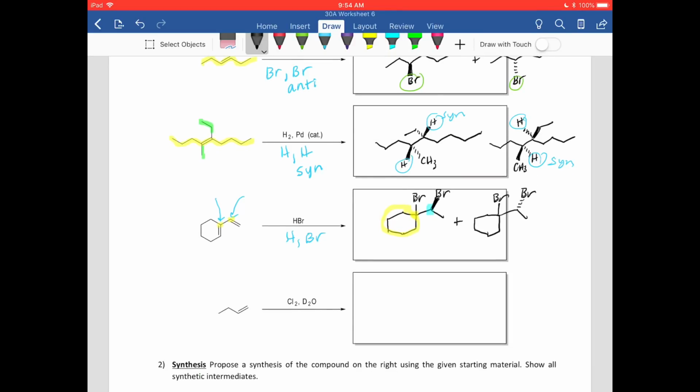Okay, so the next reaction is reaction with Cl2 and D2O. So this looks really similar to the one with Cl2 and water. But here the only difference is our nucleophile is deuterated water instead of regular water. And so here it just has a deuterium isotope replacing the hydrogens in water. So here, instead of adding Cl and OH, I'm adding Cl and OD. Now here, remember that the nucleophile, which in this case is water or deuterated water, goes to the more substituted side of the alkene, so that's where my OD is going to go, and this is where my Cl is going to go.